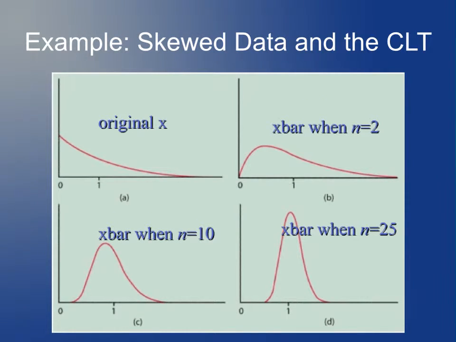And this slide shows another computer illustration of this. The original data was simulated to be highly skewed, with the density that you see in the upper left-hand corner of the slide. You average 2 observations from this highly skewed distribution. It's already looking reasonably bell-shaped. You get to 10 or 25, and it looks almost like a perfect bell curve.